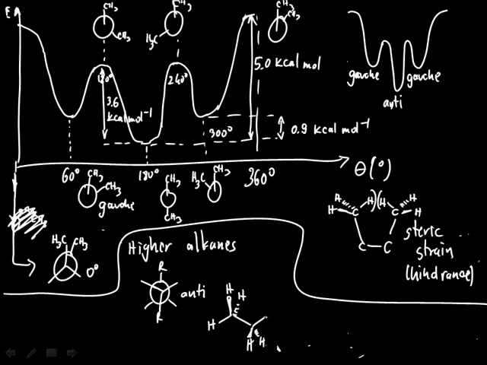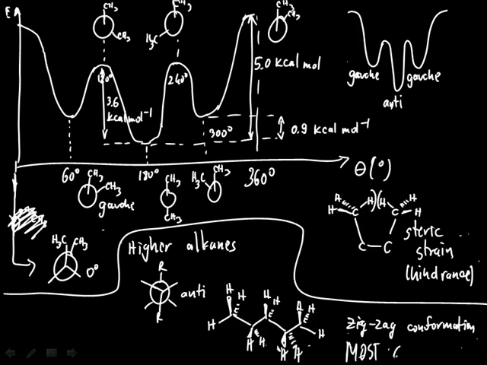So let's go to the next one. You can see here that these two CC bonds are anti to each other, and each subsequent one will be the same. And so what we end up with is this zigzag conformation, which not only looks very symmetric and regular, but it is indeed the most stable one in higher alkanes.